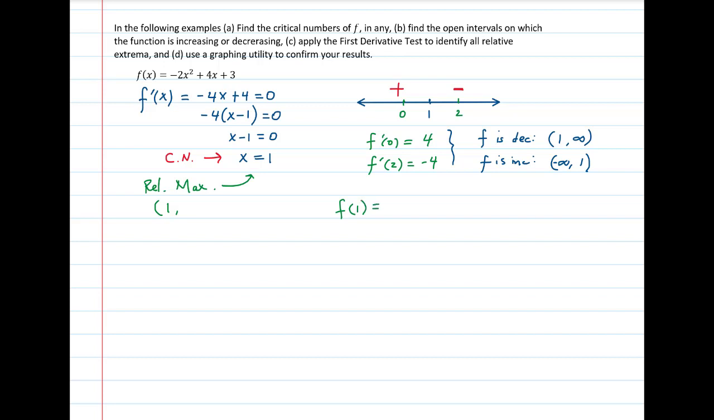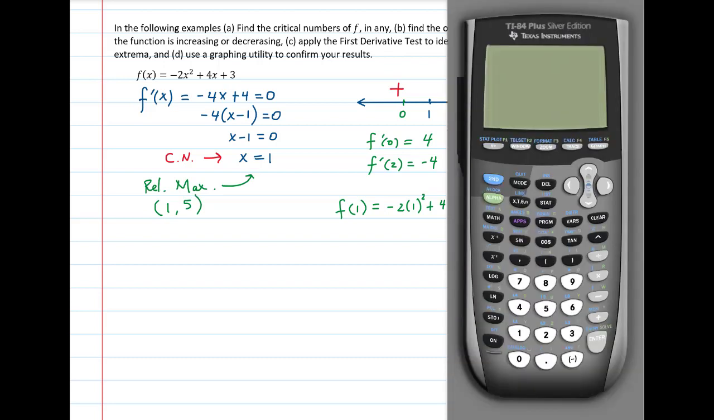If you want to do that on the side, you can. So f of 1: just plug 1 into your function, not the derivative of the function, because the derivative is equal to 0 at 1. So what is the y value when x is equal to 1? Just plug that in, and we get that f of 1 is equal to 5. So our relative max is 1, 5.